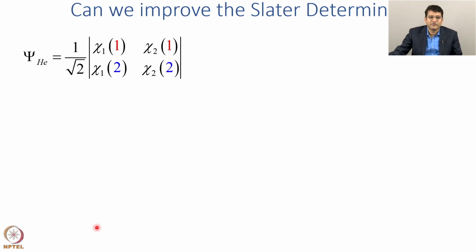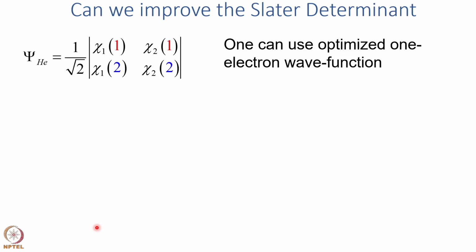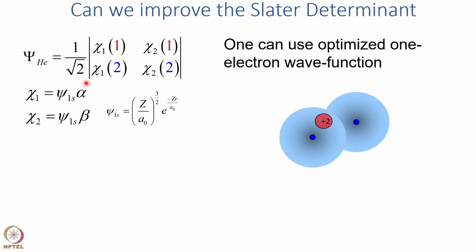This is a helium atom, and of course, I can use the optimized one electron wave function. For example, I can just use the hydrogen atom for the beginning. So, I can define the spin orbital chi1 as the hydrogen 1s spatial orbital times alpha spin, and chi2 as the hydrogen 1s spatial orbital times beta spin. And we know this is the shape of the hydrogen 1s orbitals. We have the exponential part which is a Slater function.